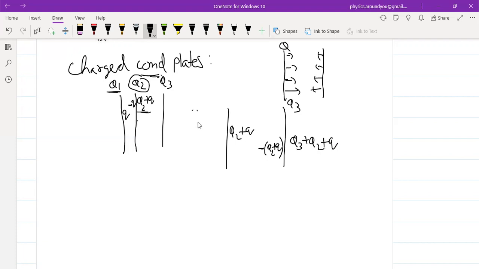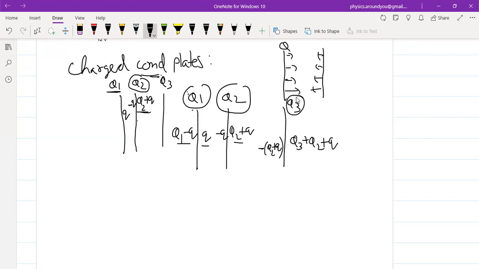So how does the overall charge distribution look? It looks like this. And what should be the charge over there? It should be Q1 minus Q. The sum of the charges on two surfaces of a given plate is always the charge given to the plate, charge conservation. If I add Q1 minus Q and Q, I get Q1. Minus Q and Q2 plus Q, I'll get Q2. Minus of Q2 plus Q and Q3 plus Q2 plus Q, I'll get Q3.